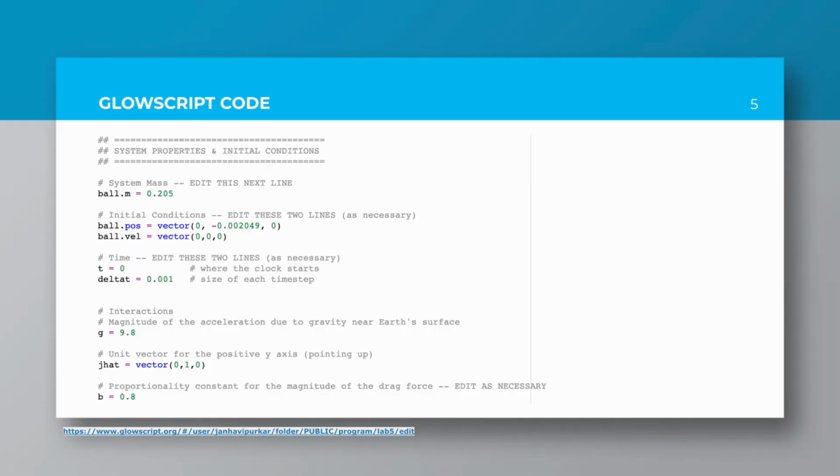So here's my GlowScript code for this lab. As you can see, I've taken down the initial position and mass of the Slinky. I have the acceleration due to gravity on Earth, and the drag force constant, which I calculated through trial and error by trying to make sure that the final position of my computational data was similar to the final position of my experimental data.